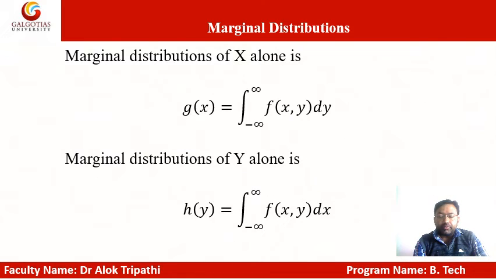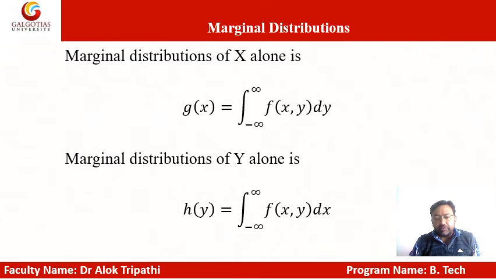So here is the definition for marginal distribution of random variable x. We are given some joint probability density function f(x,y), and we are finding the marginal distribution of x. It is defined as g(x) equals the integral from minus infinity to infinity of f(x,y) dy. We are integrating f(x,y) in the range minus infinity to infinity with respect to y. So this will give us the marginal distribution of x, denoted by g(x).